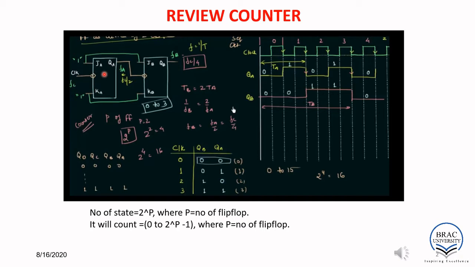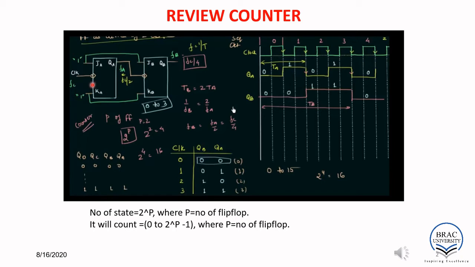Like if you connect the J and K of the first flip-flop and J and K of the second flip-flop with 1. So look at here, 1, and your initial clock is here, and the output of the first flip-flop is used as the clock of the second flip-flop. If you connect it in such a way, then your JK flip-flop will work as a T flip-flop or toggle flip-flop, and this will act as a counter.